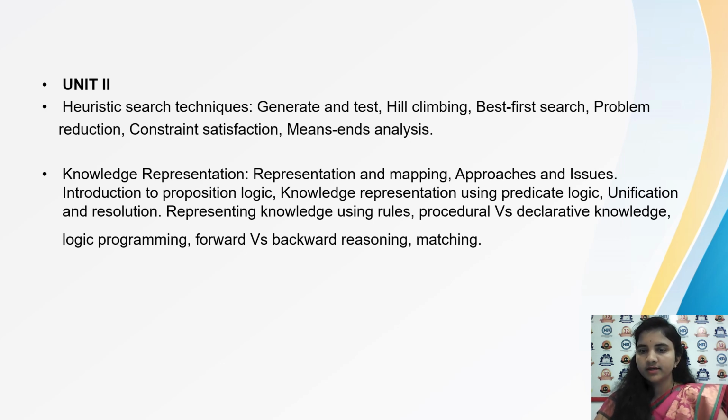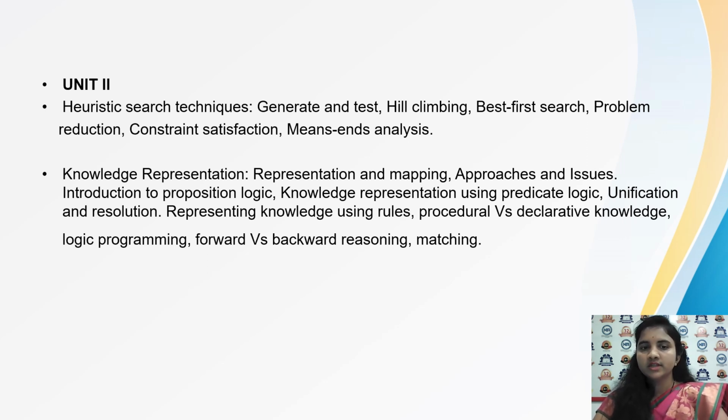Best first search is the technique in which the problem we are going to solve using AI, we solve in the possible ways that the problem can give the answer, and we have to find the best path that leads to our goal. In problem reduction, we divide the main problem into two or more subproblems. We solve those subproblems and then combine the solutions to give the main answer. Next is constraint satisfaction, means-ends analysis.